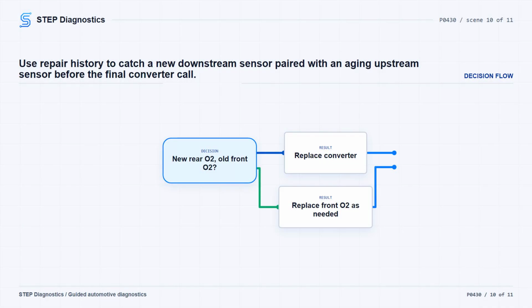If it is not present, review the vehicle repair history. If the downstream O2 sensor was replaced recently and the upstream O2 sensor was not, the new downstream sensor paired with an aging upstream sensor may set this code. In that case, replace the front O2 sensor as necessary and verify the repair. If that history does not apply and no other possible cause remains, replace the catalytic converter and verify the repair.